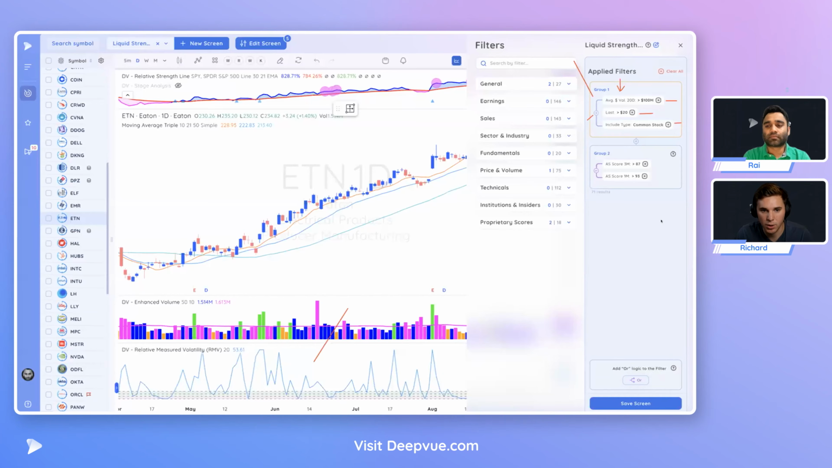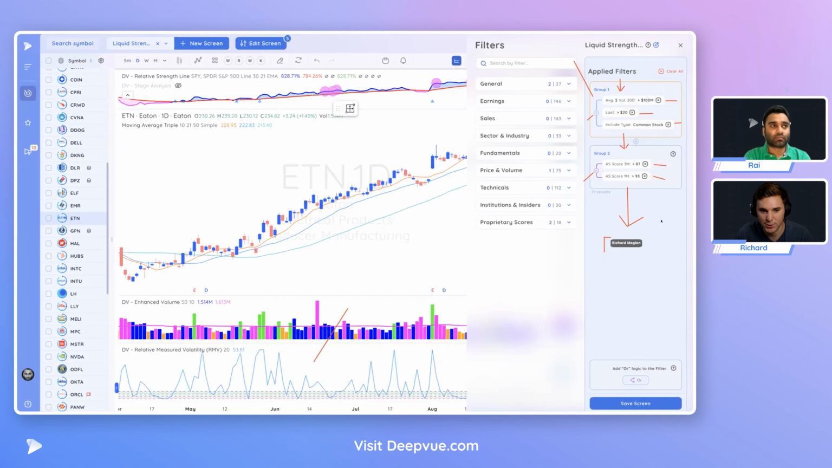Then when we get to group two, this is an or group, and we see or written over here, so that's how you can remember it. In order to pass through this layer, only one of these criteria needs to be met, because either the AS score 3 month has to be greater than 87, or the AS score 1 month has to be greater than 93. And if either of those criteria are true, or even if we had one or two more criteria, only one out of any criteria in this group needs to be true for the stock to make it through this group and get into the results.